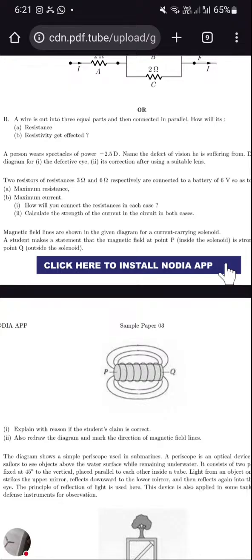How will you connect the resistance in each case? For the first case, resistances are connected in series, and for the second case, resistances are connected in parallel. Calculate the strength of the current in the circuit in both the cases. You need to find current. What did you write? Didn't understand? Do I need to explain again? Vivek, do you want me to explain the question again?